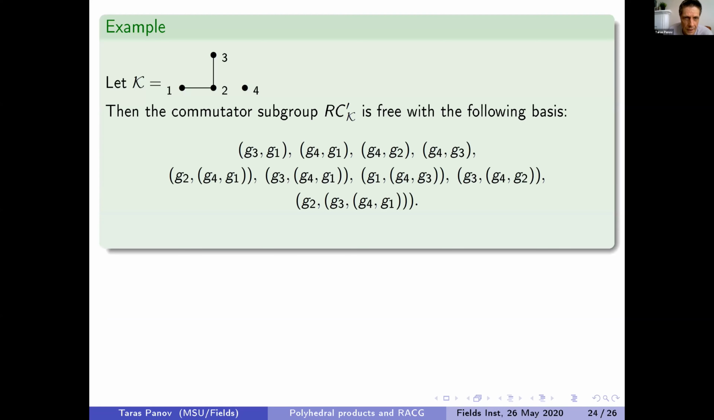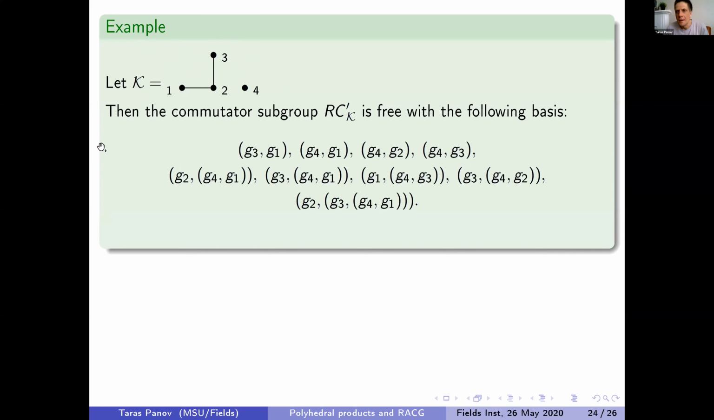I prepared a couple of examples. I don't have time to go through this, but they illustrate the order which you use to choose a basis in your commutator subgroups, as in those theorems. When you have a graph like this, or simplicial complex like this, this is a tree, so it's a chordal graph. Any tree is a chordal graph. And then for any pairs of non-adjacent vertices, you have commutators.